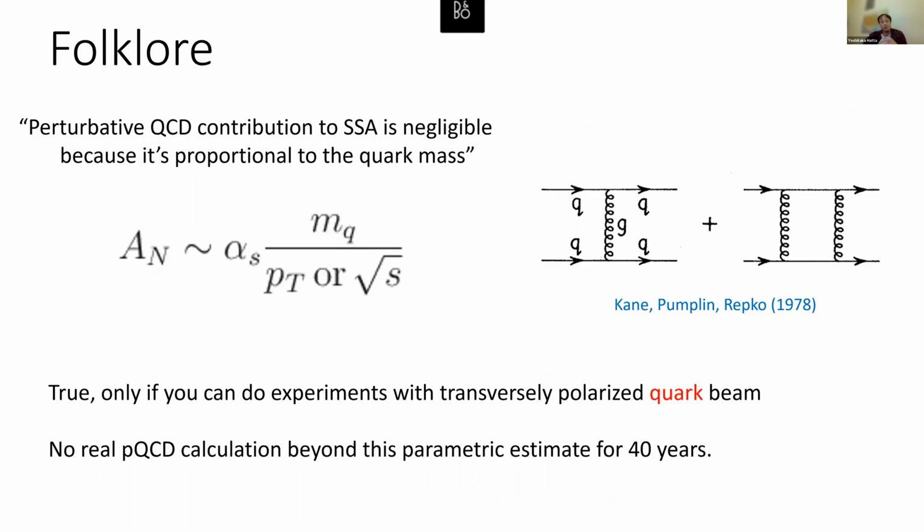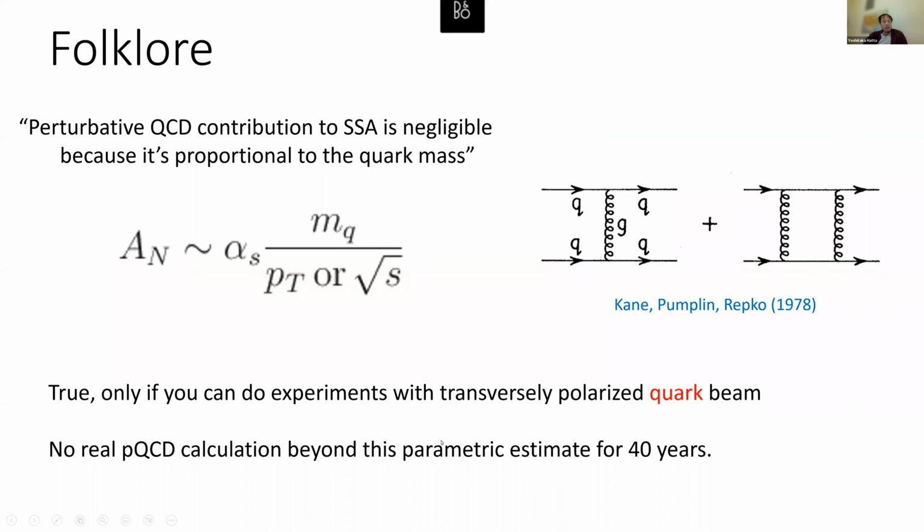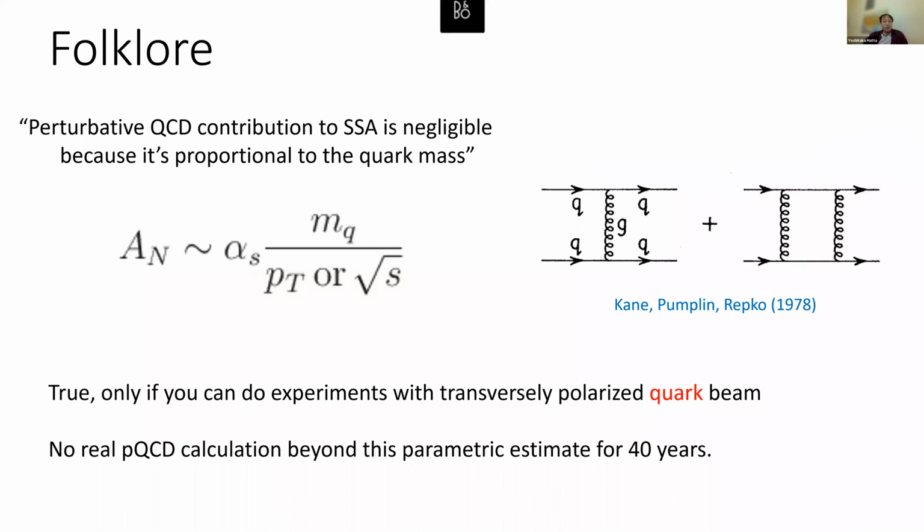These authors didn't think about the soft part, but in real QCD, the soft part associated with this two-loop diagram is a function called G_T. And here's a definition of G_T, which is similar to the polarized PDF, but this gamma mu is the transverse index since the proton is transversely polarized. You can see the spin vector is normalized to the proton mass. So this G_T comes with the proton mass instead of the quark mass, and that gives a 100 times larger asymmetry compared to this naive estimate.